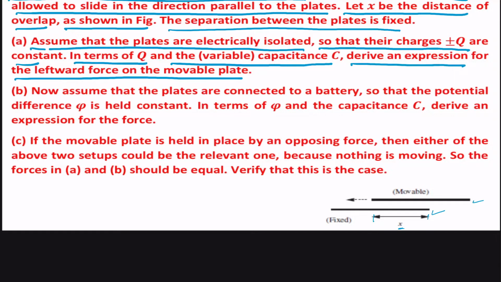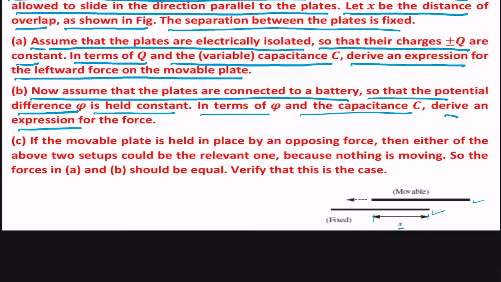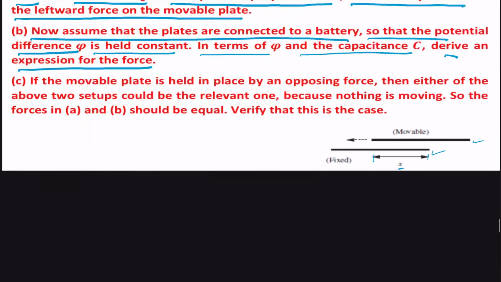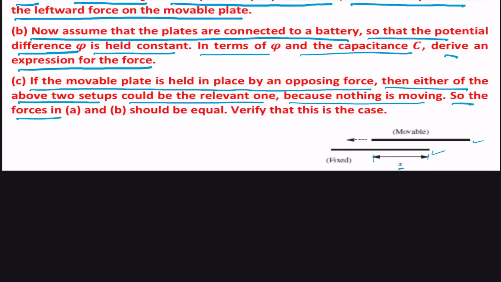Part A. Assume that the plates are electrically isolated so that their charge plus minus Q are constant. In terms of Q and the variable capacitance C, derive an expression for the leftward force on the movable plate. Part B. Now assume that the plates are connected to a battery, so the potential difference phi is held constant. In terms of phi and capacitance C, derive the expression for the force. And part C, if the movable plate is held in place by opposing force, then either of the two setups could be relevant one, because nothing is moving. So the forces in A and B should be equal. Verify that this is the case.